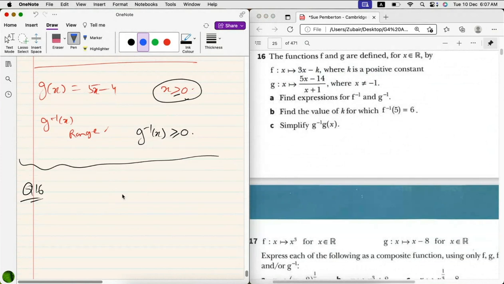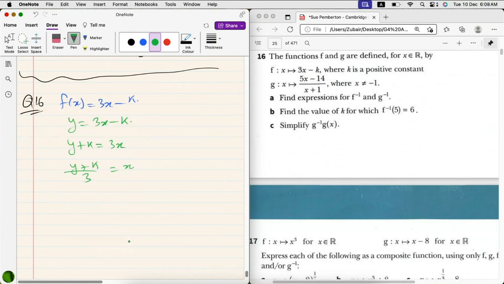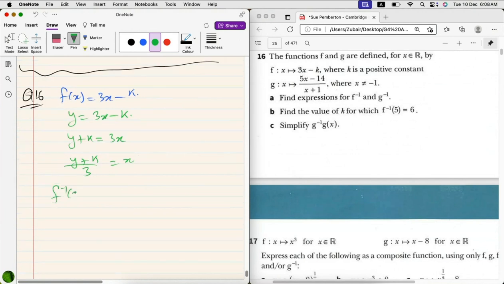The functions f and g are defined for x belonging to real numbers by f of x equals 3x minus k, and g of x is given. Find an expression for f inverse and g inverse. y is equal to 3x minus k, y plus k is equal to 3x, y plus k over 3 is equal to x. f inverse x is equal to x plus k over 3.